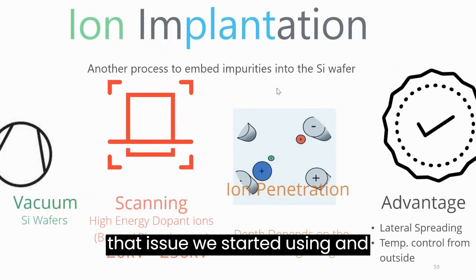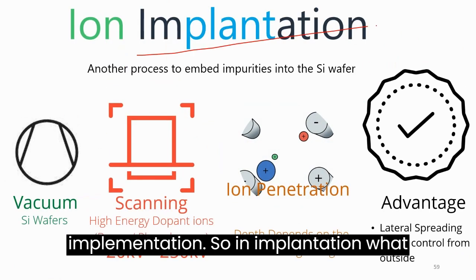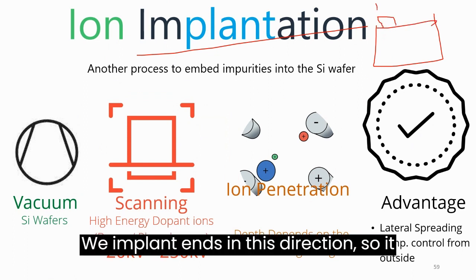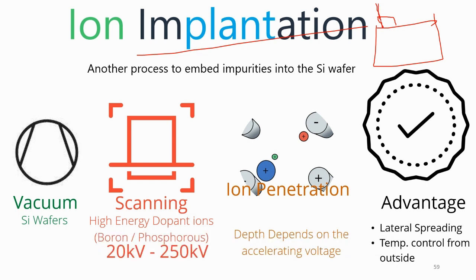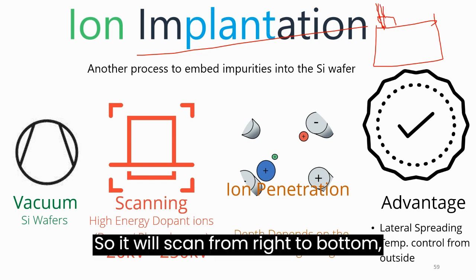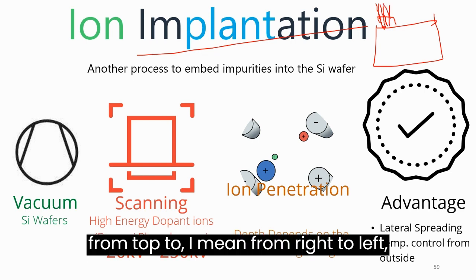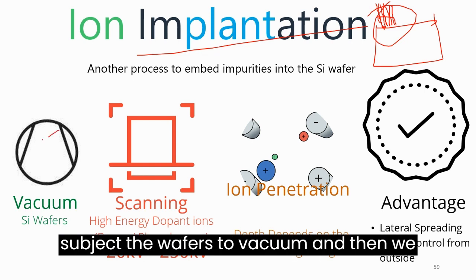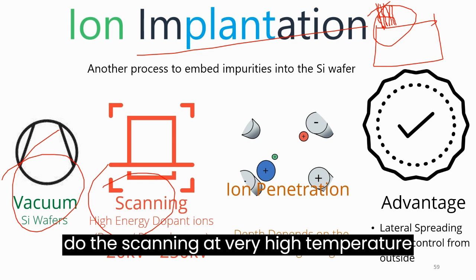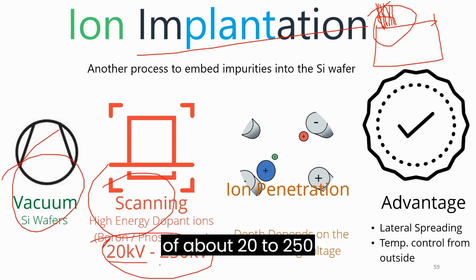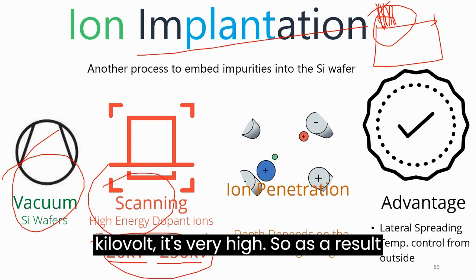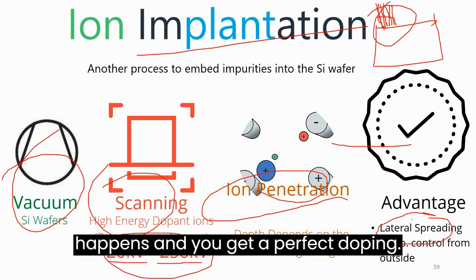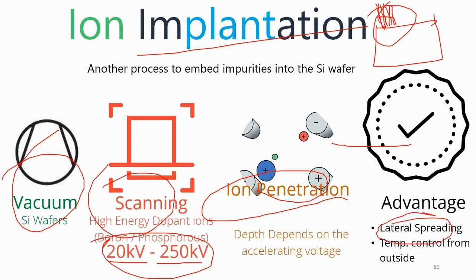So to overcome that issue, we started using ion implantation. In ion implantation, we implant ions in this direction, so it will come forward. It will scan from right to left, from top to bottom. In what condition do they do it? We subject the wafers to vacuum and then we do the scanning at a very high voltage of about 20 to 250 kilovolts. It's very high. As a result, ions will penetrate, the lateral spreading happens, and you get a perfect doping, right?